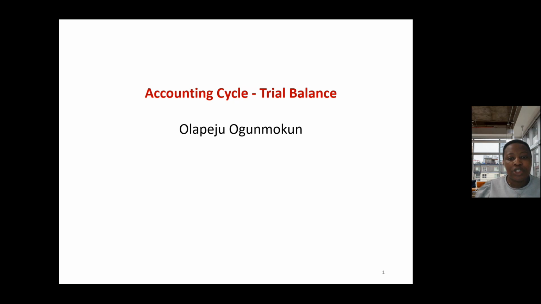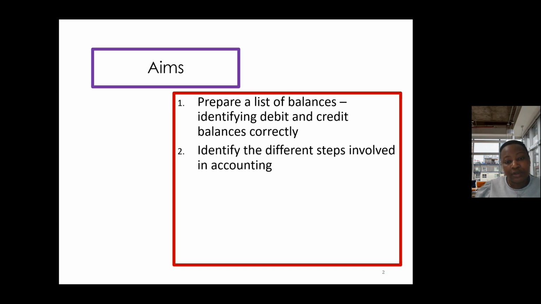Today we'll be continuing on our journey of the accounting circle, and we'll be aiming to learn to prepare a list of balances, identifying the debit and credit balances correctly, and then putting them into the trial balance. So we'll be able to record the trial balance and then identify all of the different steps involved in accounting.